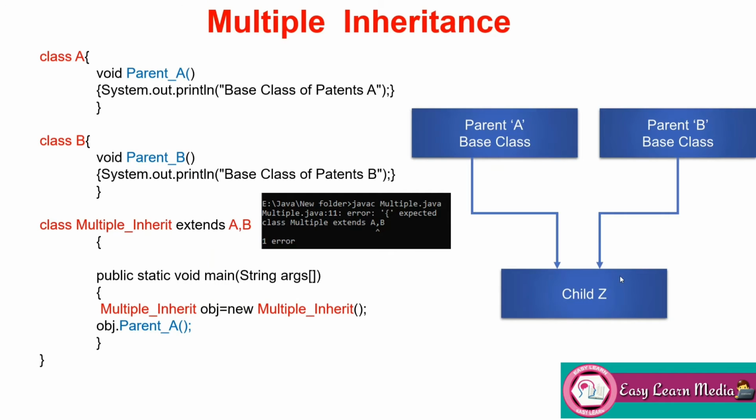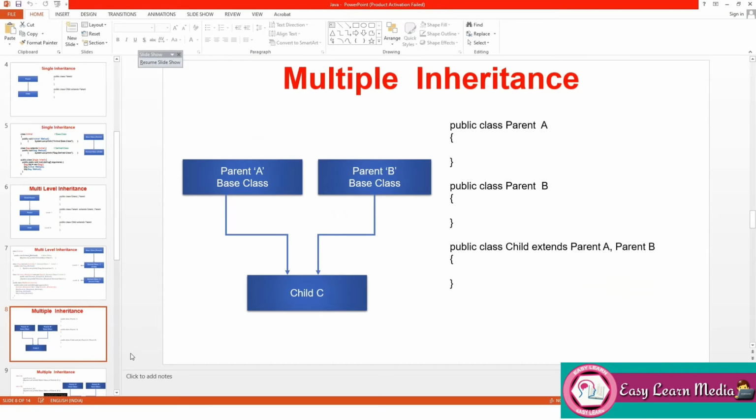So this is a sample program for multiple inheritance. We have two parents and one child. Here we have parent A and parent B, and these two parents can be inherited by the child class. So it gives an error message. I will show the program and the error message. Let's see.